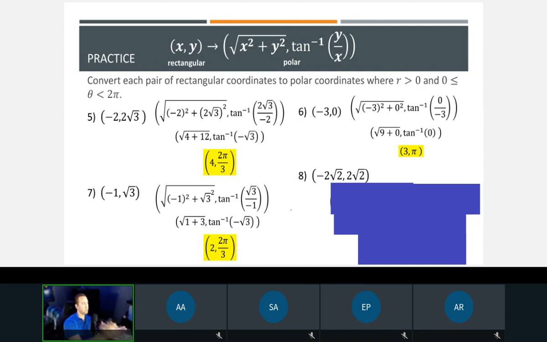Does anybody actually have the answer for number 8 yet? I don't want to go over time too much. We're at 11 o'clock, and I don't want to go too far over. That's meant to say 4 comma 3 pi over 4. My bad. Did you catch that? That's meant to be 4 comma 3 pi over 4. All right, that sounds right. Yep.